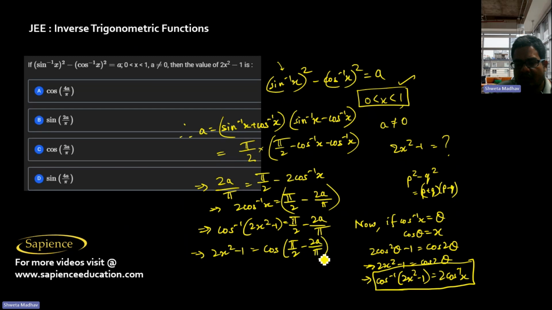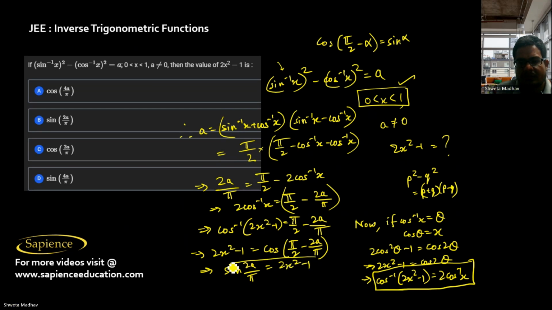Now we know that cos of pi by 2 minus alpha is equal to sine alpha. So therefore this is equal to sine 2a by pi, that is nothing but 2x square minus 1. So sine 2a by pi is the answer. So option B is the correct answer.